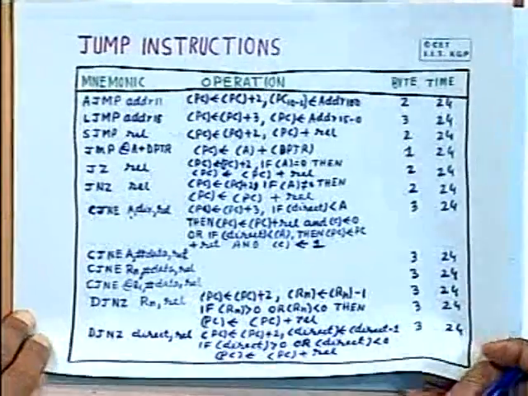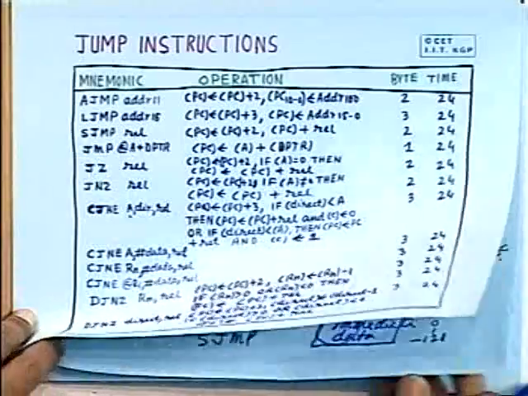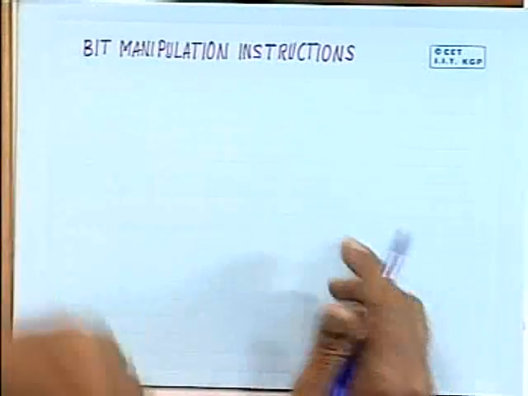So these are the various types of jump instructions which are available in 8051. Then finally you have got bit manipulation instructions. As I mentioned earlier, in case of microcontrollers, bit manipulation plays a very important role, and 8051 has been provided with a very rich set of bit manipulation instructions. And let us see what are the various types of bit manipulation instructions available in 8051.